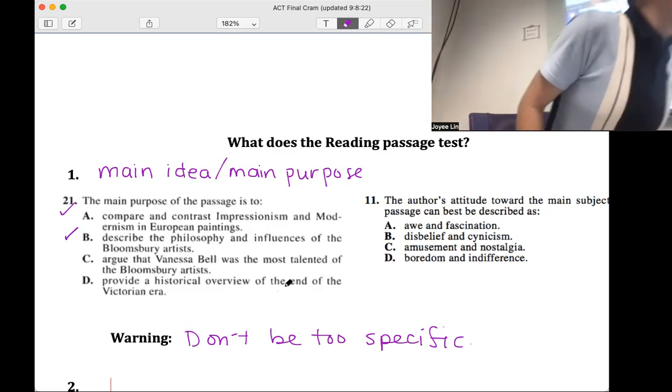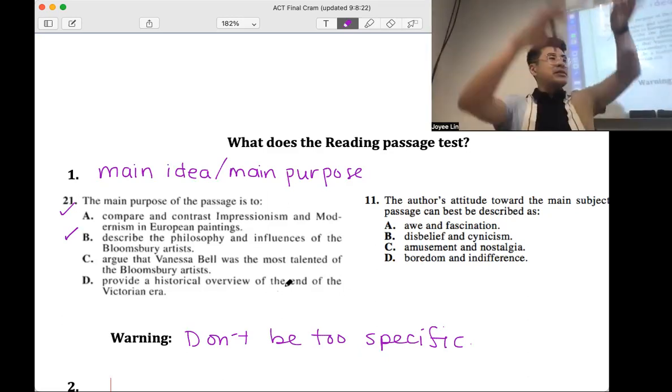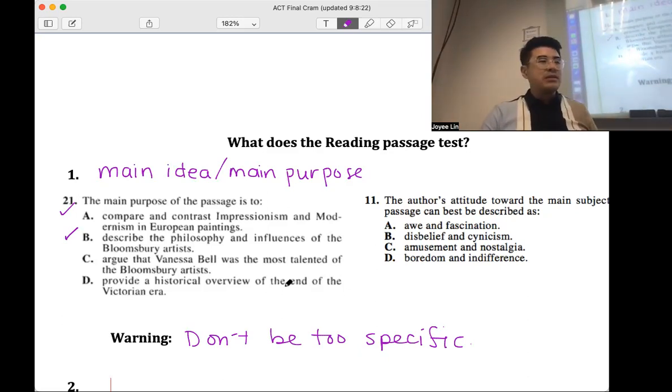Obviously, I haven't given you the passage, right? But literally, oh, I'm gonna tell you about 500 years of history. I don't know, it could be. I think the one is probably not a C, right? But don't be too specific.